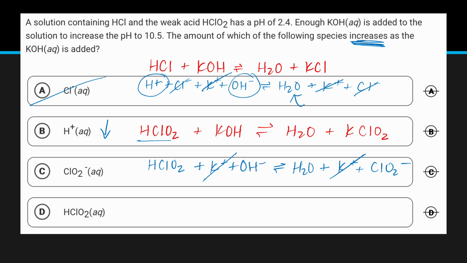So what's happening here is we have our weak acid. It is being neutralized by that hydroxide, and we are forming ClO2-, which is our answer, and that is what we are increasing in this process. And we are using this up, so that's why this is not the answer.